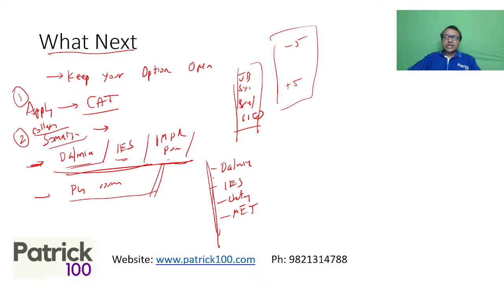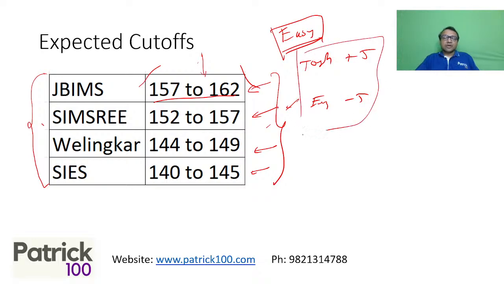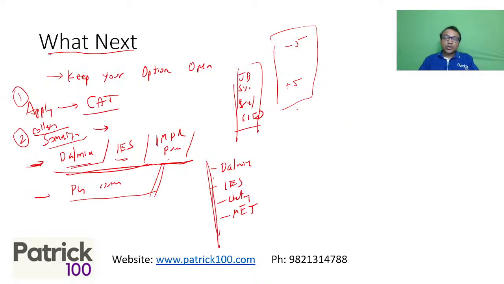So I've just given you brief details. Going back, these are the expected cutoffs. As I said, if your slot had a tough paper, you can expect +5 on your score. If your slot had an easy paper, maybe -5 from your score. It could be around that range. So look at the colleges that you can get and then work on it. Look at colleges outside the whole slot.